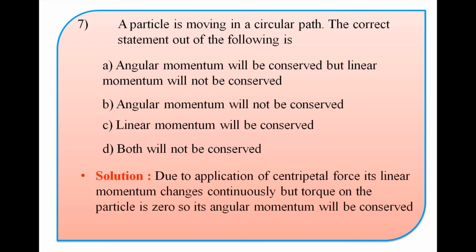As we know, due to the application of the centripetal force, its linear momentum changes continuously, but torque on the particle is zero. So its angular momentum will be conserved. So here option A is correct. That means angular momentum will be conserved, but linear momentum will not be conserved. So let's see the next objective.